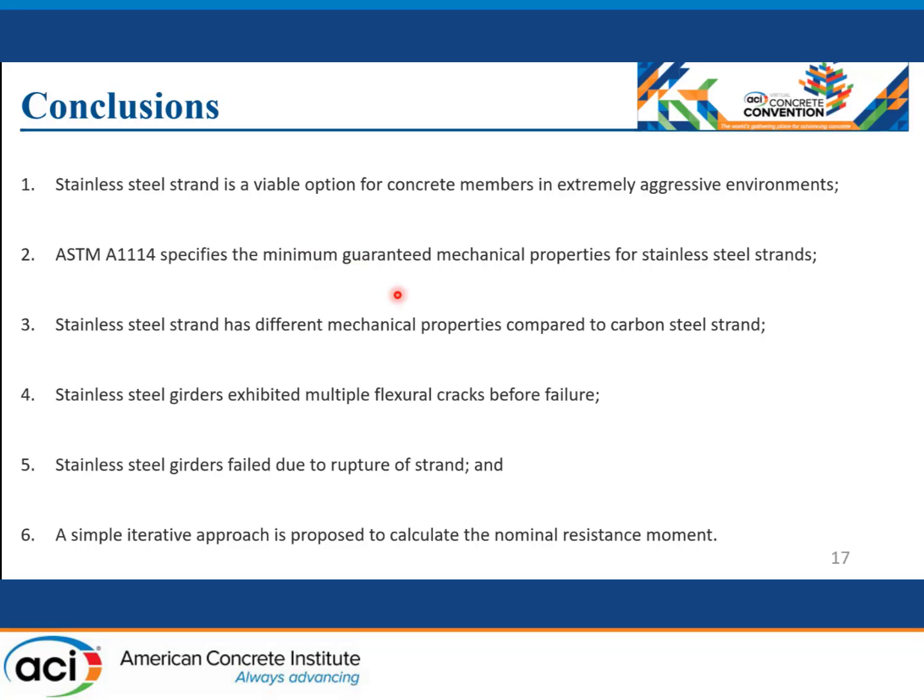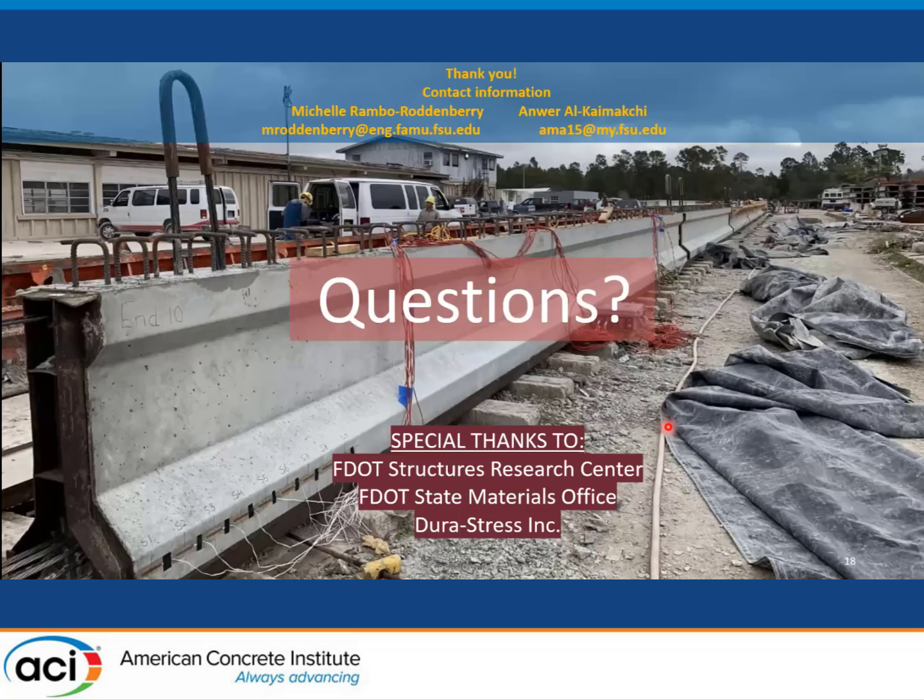And in our studies, the stainless steel girders exhibited multiple flexural cracks before failure, even though they failed due to rupture of the strands. This was a good indication that you can achieve high deflection even when your member is failing due to rupture of the strands. And we propose a simple iterative approach to calculate the nominal moment resistance of girders pretensioned with stainless steel strands. Thank you so much.